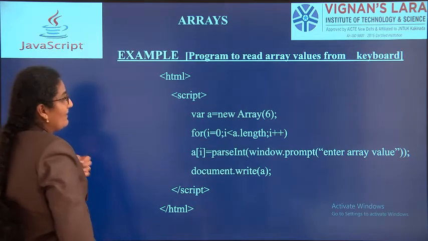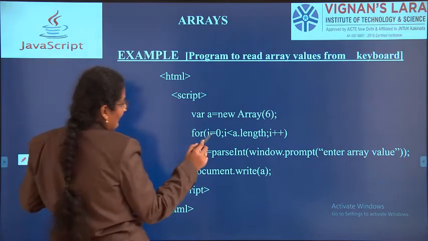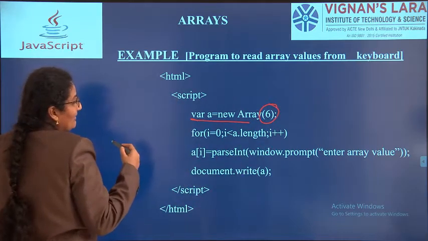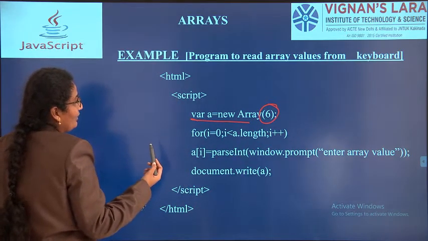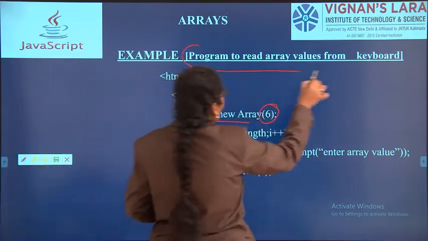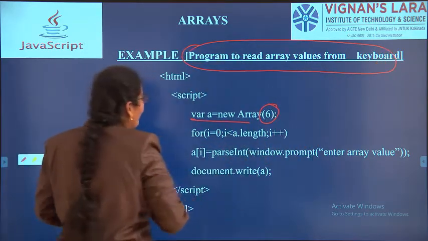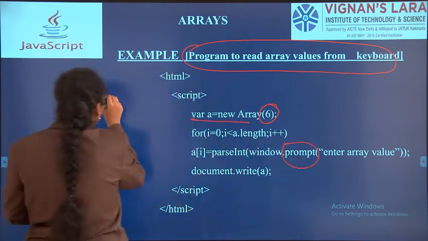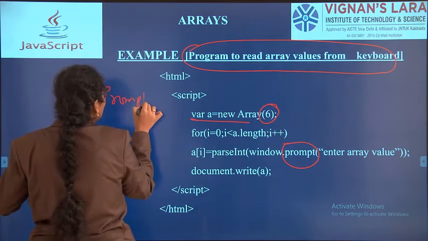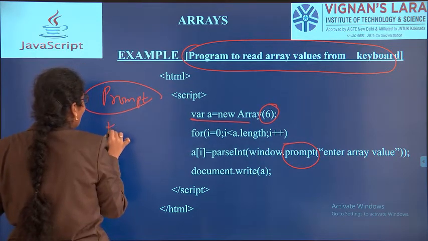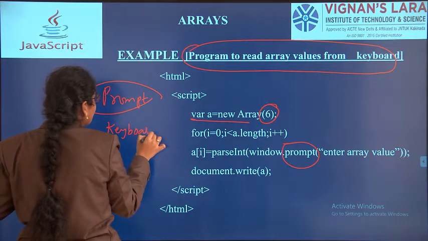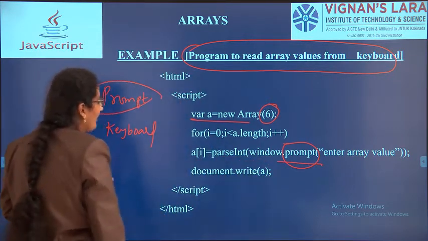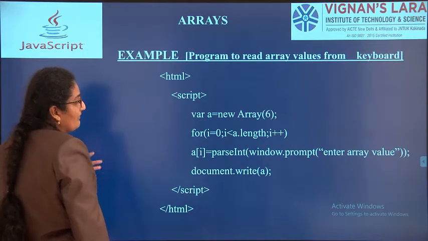So see, this example will be somewhat different. I have taken an array with size 6. With the help of the keyboard I am giving the input. This program is to give input from the keyboard. If I want to give input from the keyboard, I have to use the word prompt. This prompt method is used for giving input from the keyboard. So I am using the prompt word. In this program I am going to give input from the keyboard.